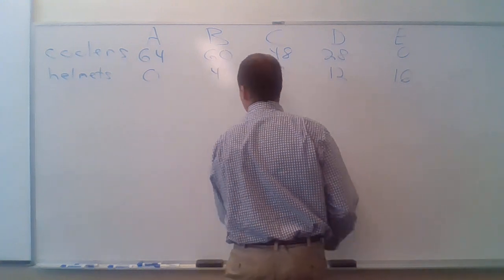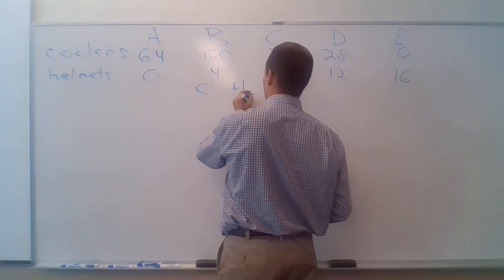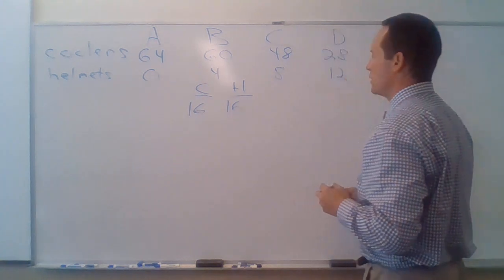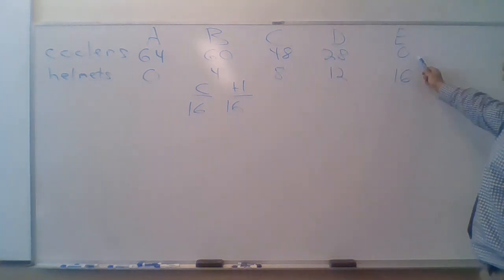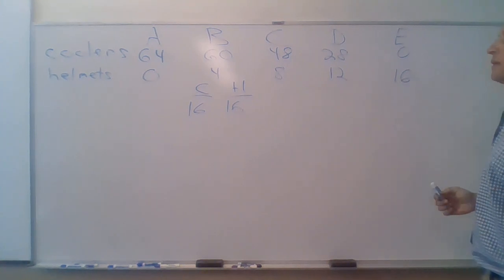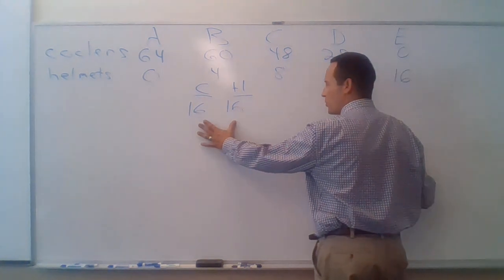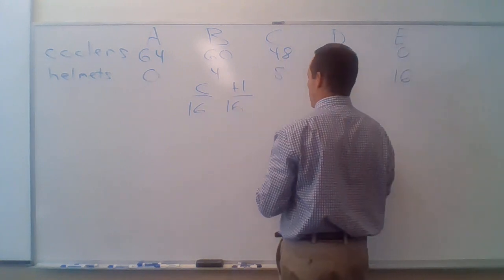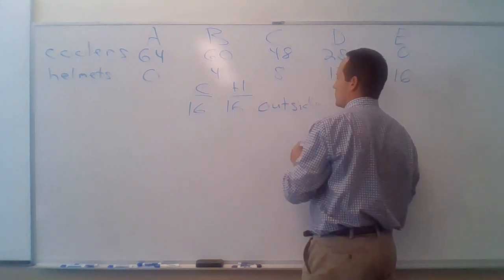The first one we'll consider is 16 and 16. So here's coolers, here's helmets. What about 16 of both? Well, if we have 16 and 16, we can only make 16 helmets with no coolers. So 16 and 16 is not efficient, but it's not inefficient either, it is outside efficiency. Because to make this proposed goal fit in here, we have to take away from it. So this is outside or beyond what we can do.